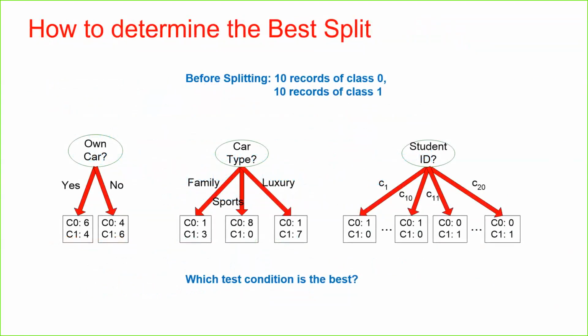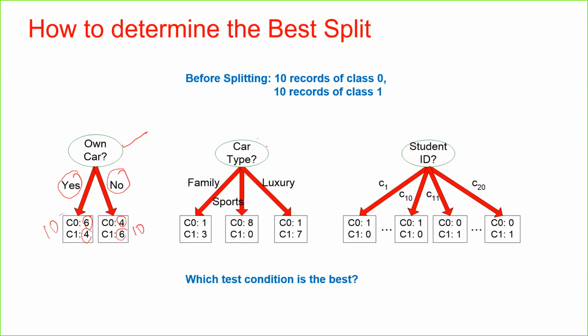So how to determine the best split? Let us take an example. Before splitting, let's say that there are 20 records of class 0 and 20 records of class 1. And let's say that there are 3 attributes: own car or not, car type, student ID. If you split these records based on own car, which takes 2 values, yes and no, here 10 instances are coming, here 10 instances are coming. In these 10 instances, 6 of them are class 0, 4 of them are class 1. Similarly here, 4 of them are class 0, 6 of them are class 1.